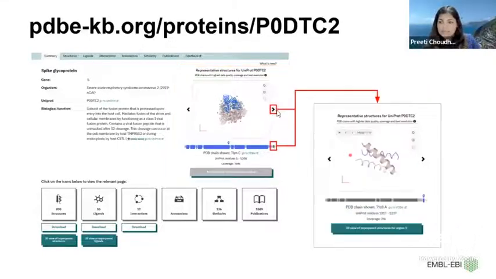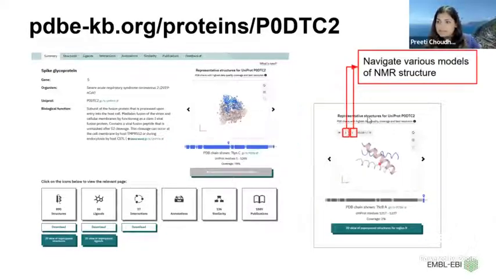And you can navigate by clicking on these arrows to the next region or the next segment of your protein. Here you can see the structure for the next region. This is essentially an NMR structure, where you can see the different models, and you can click on these arrows to navigate the various models for this particular structure.